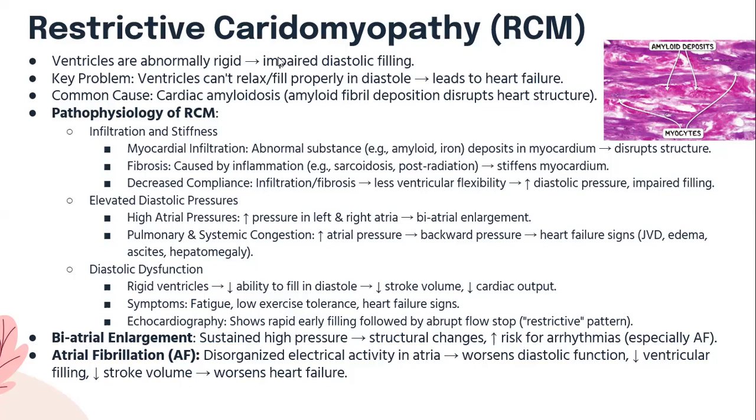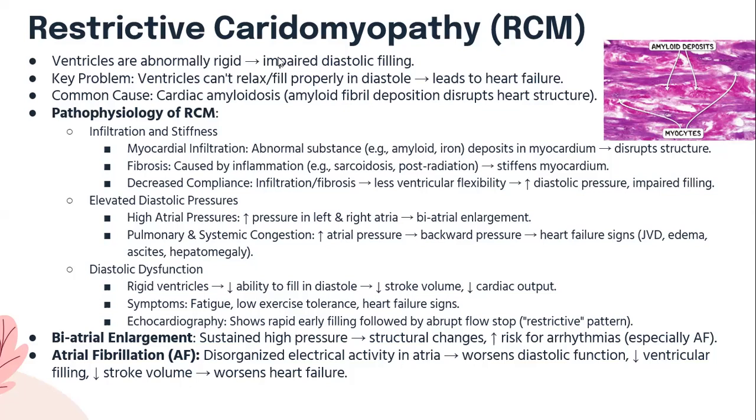High atrial pressure, so the left and right atria experience increased pressures, leading to biatrial enlargement. The left atrium in particular is subjected to elevated pressures due to its role in receiving blood from the pulmonary veins. This enlargement can be observed via echocardiography.